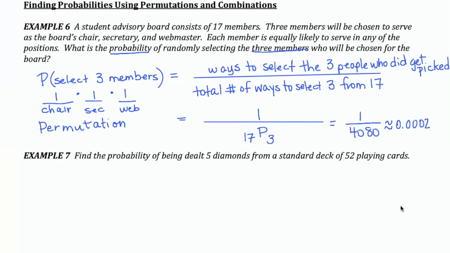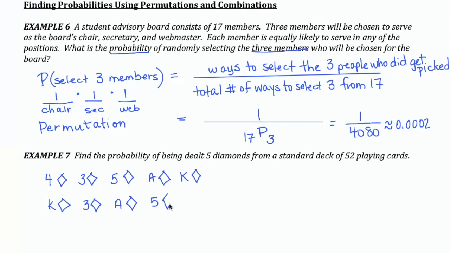In example 7, we're asked to find the probability of being dealt 5 diamonds from a standard deck of 52 playing cards. Does it matter what order the cards are selected in? If I happen to get the 4 of diamonds, then the 3 of diamonds, then the 5 of diamonds, then the ace of diamonds, and then the king of diamonds, would I count that as a different outcome than getting king of diamonds, 3 of diamonds, ace of diamonds, 5 of diamonds, and 4 of diamonds?